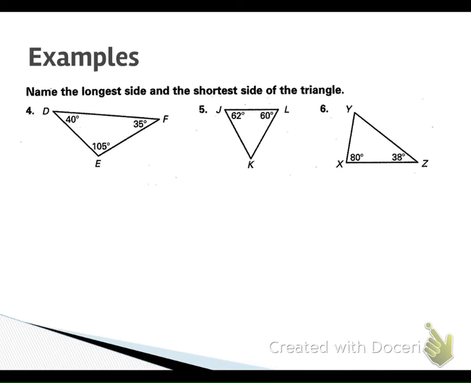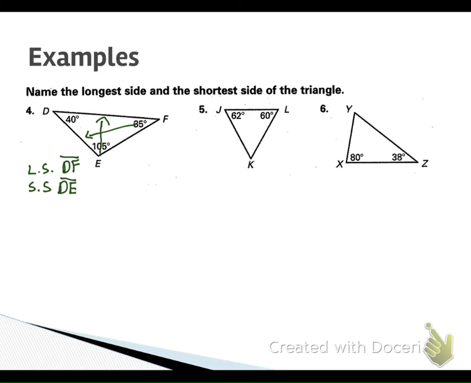Okay, so our first one is now we want to name the longest side and the shortest side of the triangle based on the angles. So our longest side, I'm going to put as LS, longest side, shortest side, SS. So our longest side is going to be opposite of our biggest angle. Our biggest angle is? 105. Yep. So that means our longest side has to be? DF. Remember, this is a segment, so we're going to put a line over it. Our shortest side is going to be the opposite of our smallest angle, which is that 35. So it's going to be? DE. Nice job.